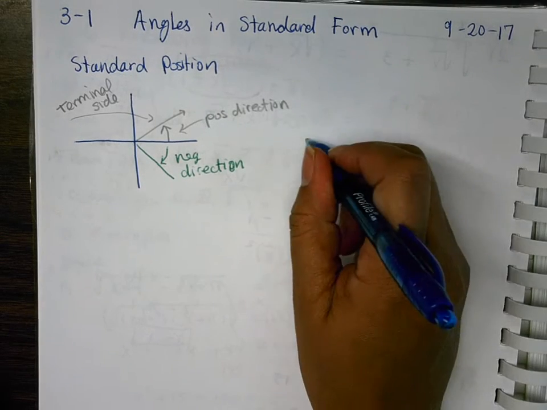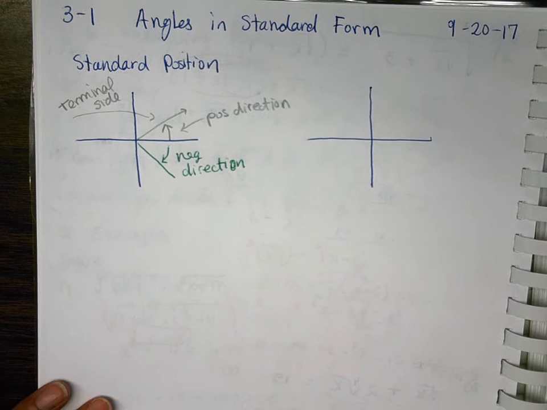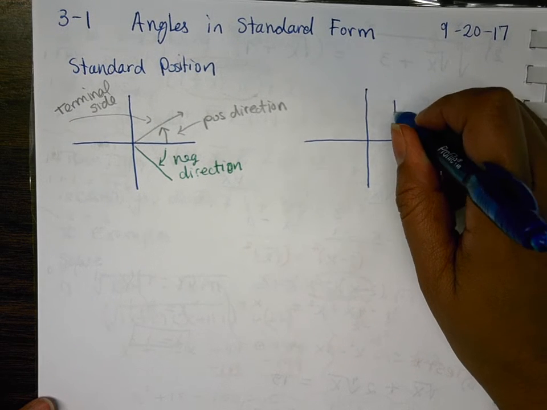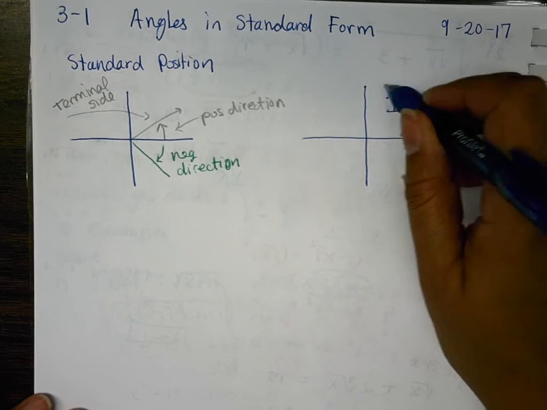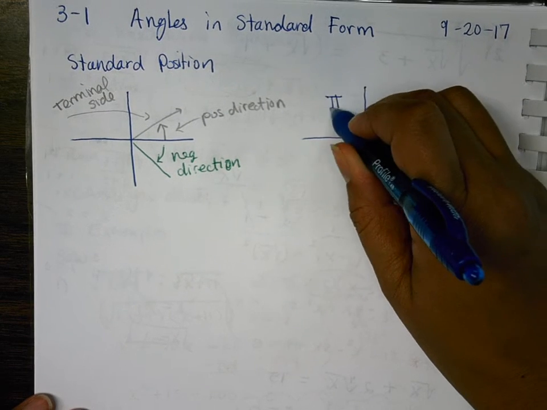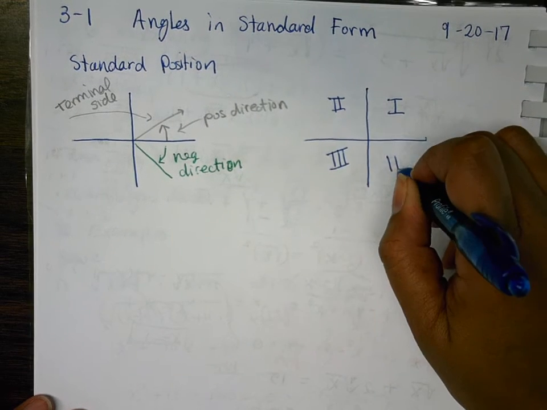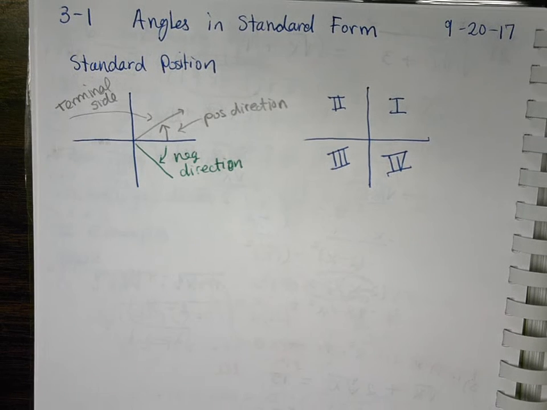Okay, quick review from last year and years before. Your quadrants, this here is quadrant 1 and 2. Do I go left or down? Left. 2, 3, and 4. If you don't like using Roman numerals, can you just use your numbers 1, 2, 3, 4?